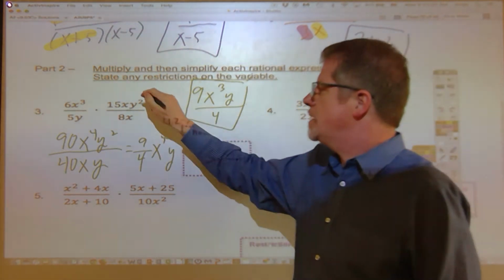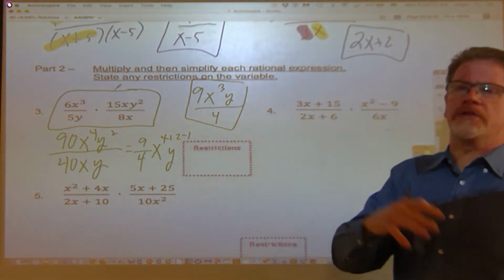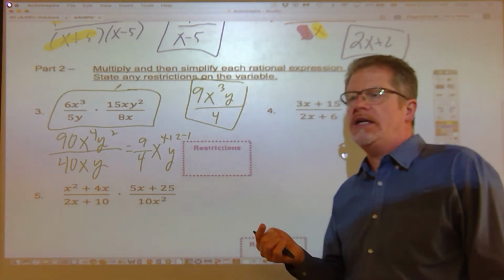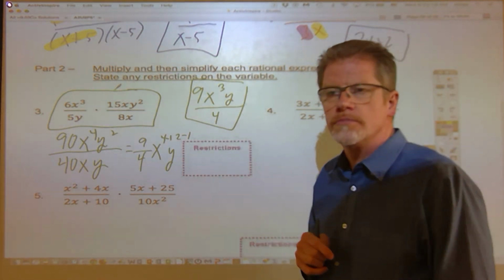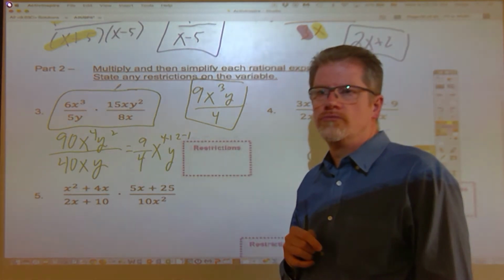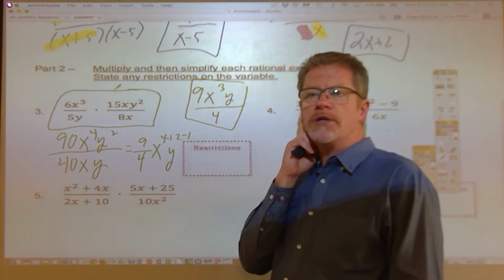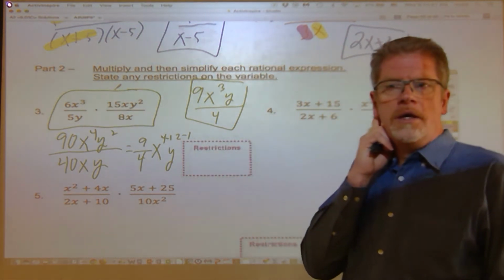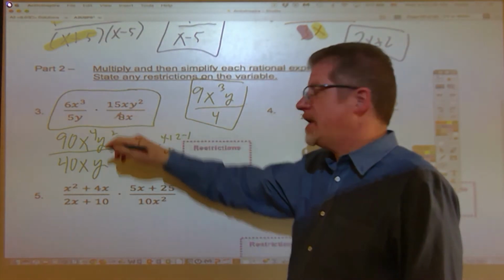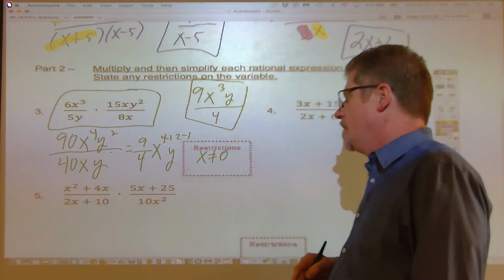Well, tell you what, look at the original problem. It's always based on the original problem. What values of either x or y would cause division by 0 in the original problem? Sorry? 0 for what letter of the alphabet? Yeah, you're right. If x is equal to 0, then this fraction will have division by 0. So x cannot equal 0.